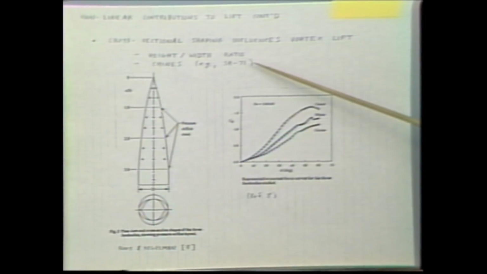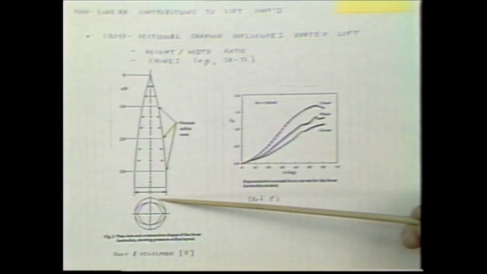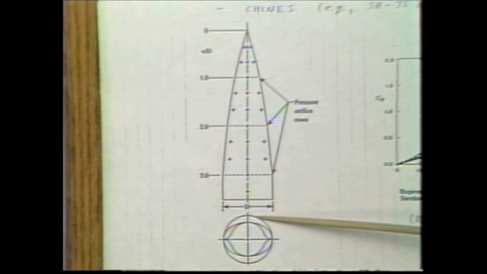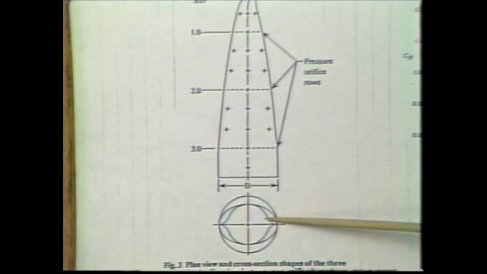Another piece that contributes to that nonlinear lift is cross-sectional shaping. This is from a recent AIAA paper where 3 different cross-sections were tested for this ogive body. One was circular, another was elliptic, and then there was this chined body. The chine should remind you of an SR-71 or an F-16.